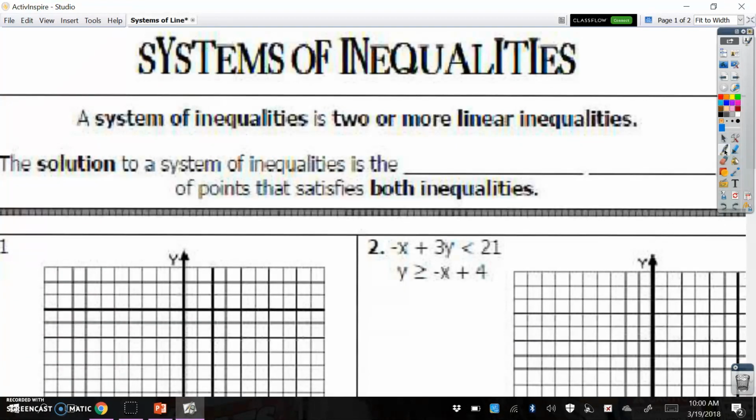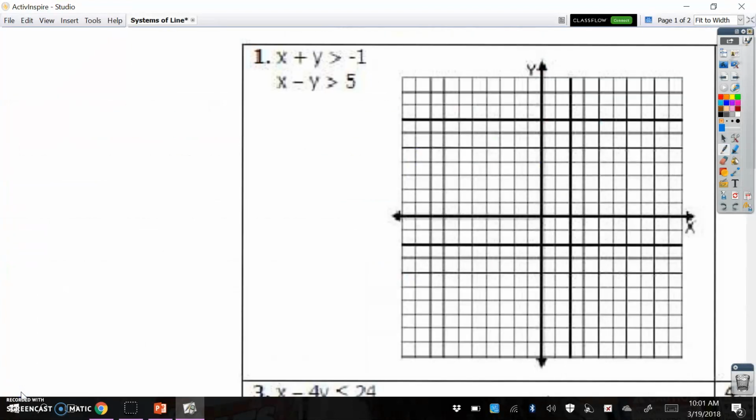The solution to a system of inequalities is the overlapping region, the overlapping region of points that satisfies both inequalities. Let's look at number one.